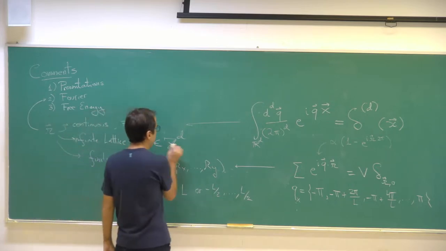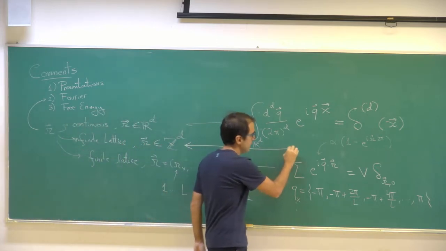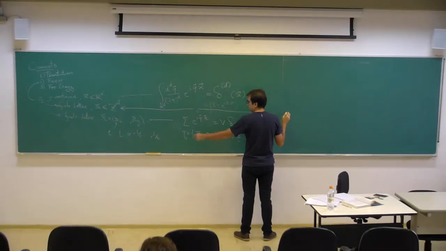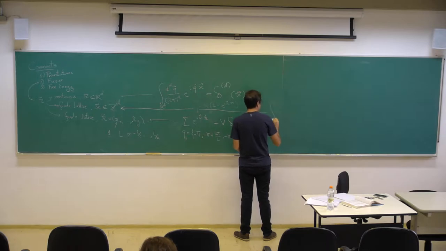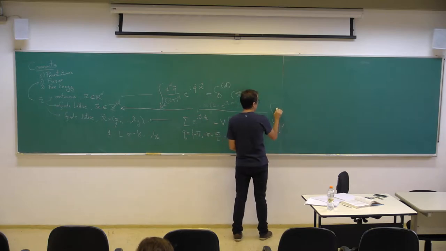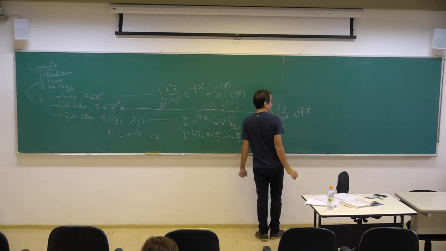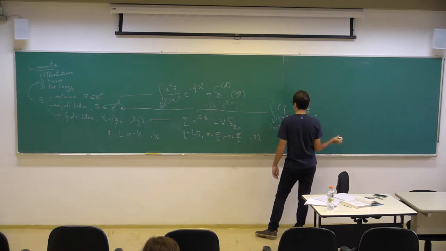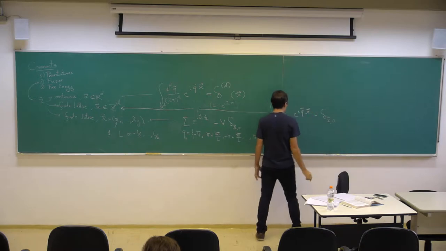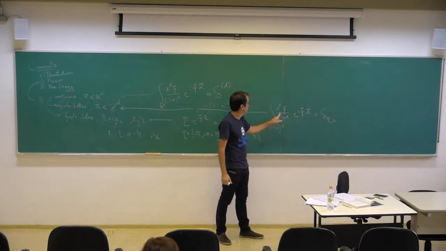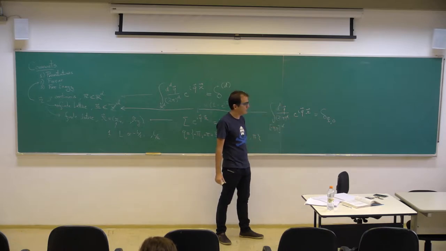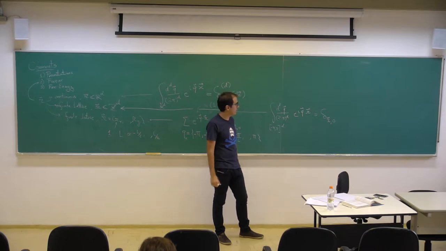And finally, when R belongs to Z^d, when the lattice is infinite, then this sum that was a discrete sum becomes an integral between minus pi and pi for each of the variables, d^dq over (2 pi)^d, e^{iq·r}, where r is discrete but on an infinite lattice. And this is equal to delta of r, 0, because if r is exactly equal to 0, each dimension's integral gives 2 pi, which cancels the (2 pi)^d, and it gives exactly the discrete Kronecker delta.